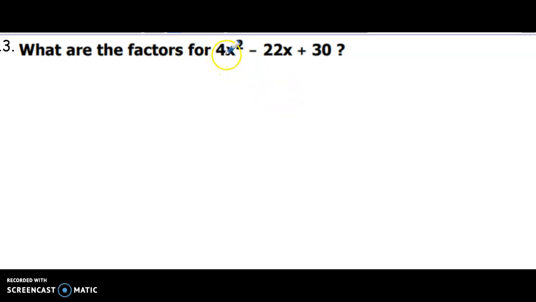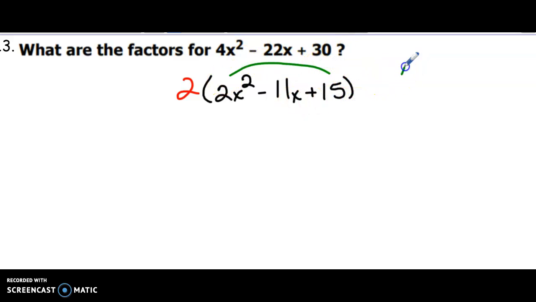Factor out 4. I can take a 2 out of everything. So I have 2x squared minus 11x plus 15. I'm going to use my California method. I'm going to multiply 2 times 15. That gives me 30. And when I add those same two factors, I get 11. So what can I multiply to get 30 that when I add, I get 11? Trying to look, and hopefully you recognize they'll both be negative 5 and negative 6.